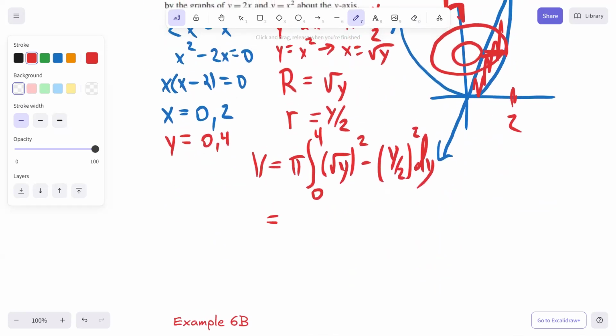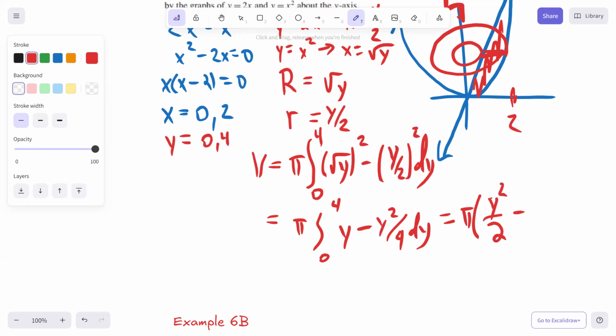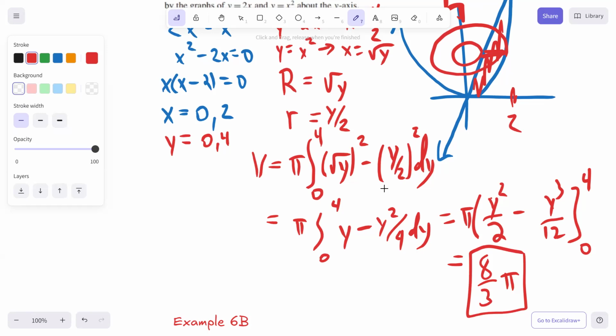So this is going to be pi times the integral from 0 to 4 of y minus y squared over 4 dy. So you'd have pi times y squared over 2 minus y cubed over 12, from 0 to 4. If you plug in 4 and 0 and subtract, you're going to end up getting 8 over 3 pi. And that's the exact answer. If you need the decimal, you can pump it into Desmos and get the decimal value.